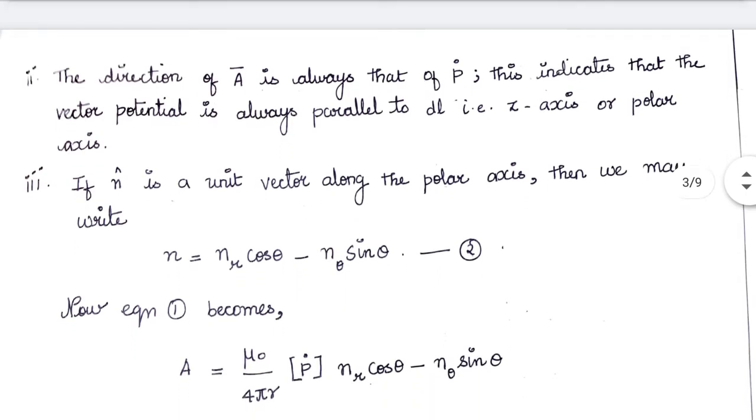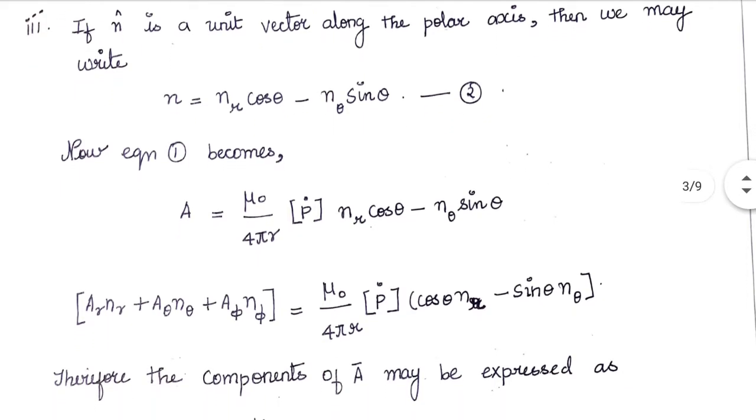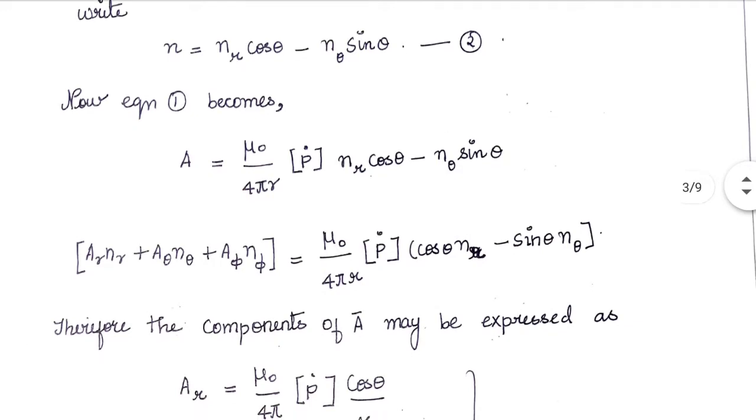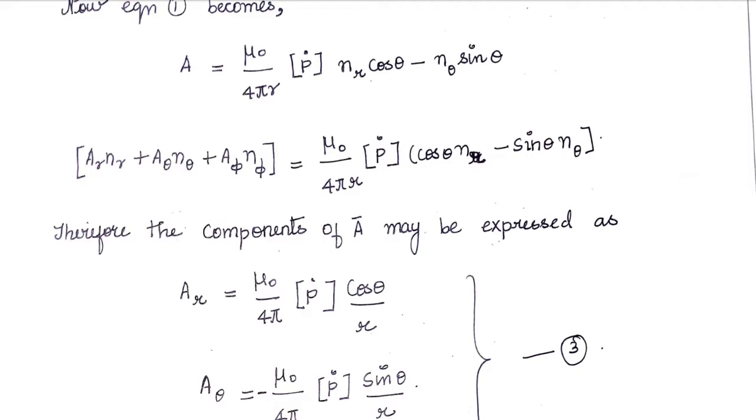If n cap is the unit vector taken along the polar axis, then we may write the unit vector n is equal to n_r cos theta minus n_theta sin theta. So now equation 1 can be altered and written as A is equal to mu naught by 4 pi r P dot (n_r cos theta minus n_theta sin theta).